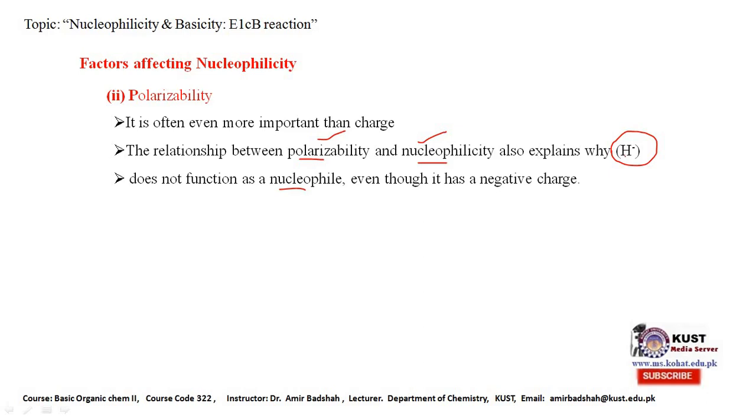So polarizability and nucleophilicity have a very important relationship. If a species is polarizable, it will be more nucleophilic compared to a species that merely has a negative charge. It has a negative charge and plenty of electrons, but still it doesn't act as a nucleophile. The reason is that the charge is not polarizable.